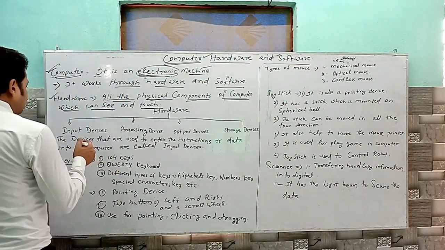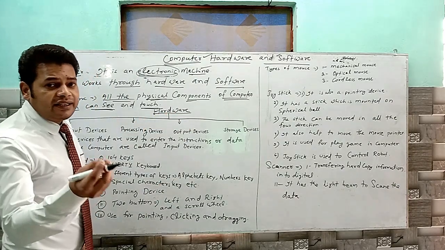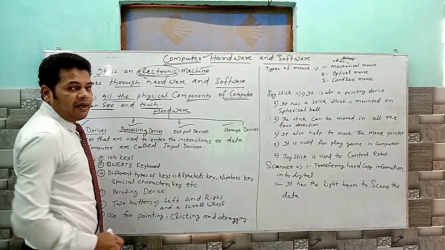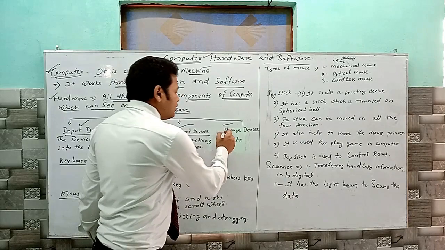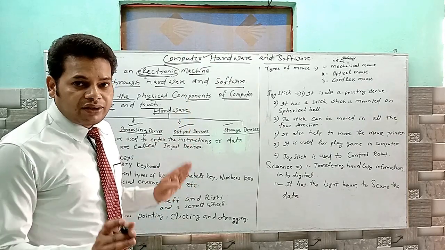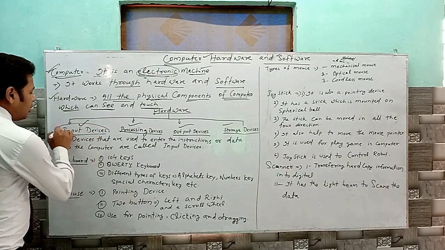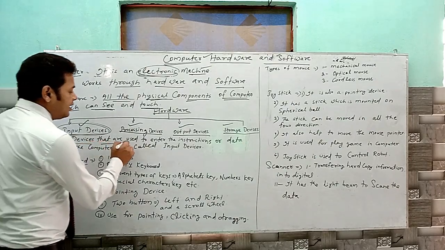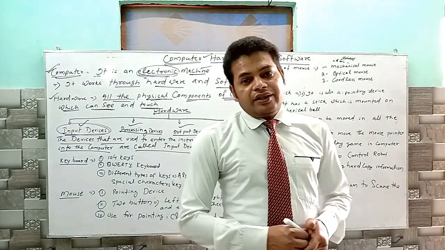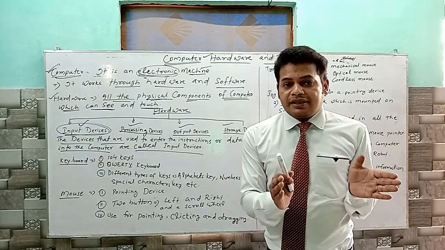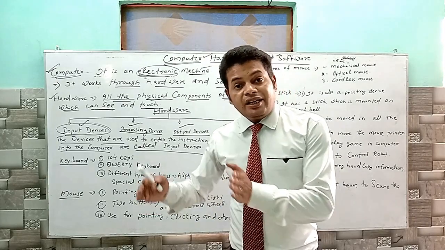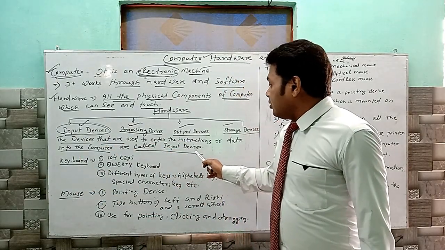Okay, students. Hardware devices are divided into four types: input device, processing device, output device, and storage device. These four are known as the hardware components of your computer. First we will go for the input device. The devices that are used to enter instructions or data into the computer are called input devices.